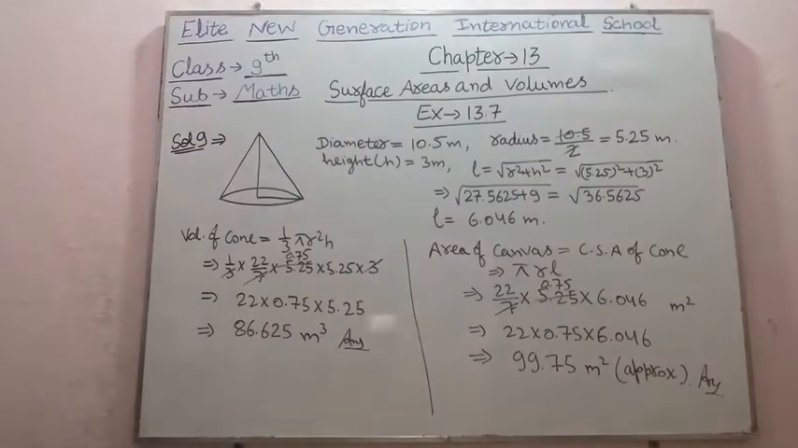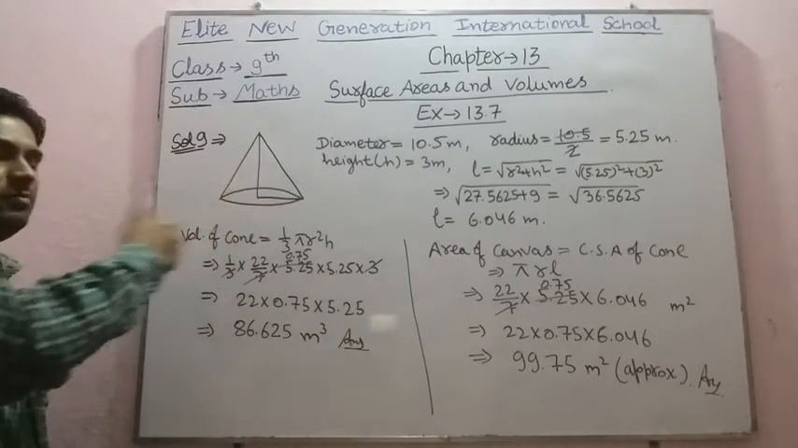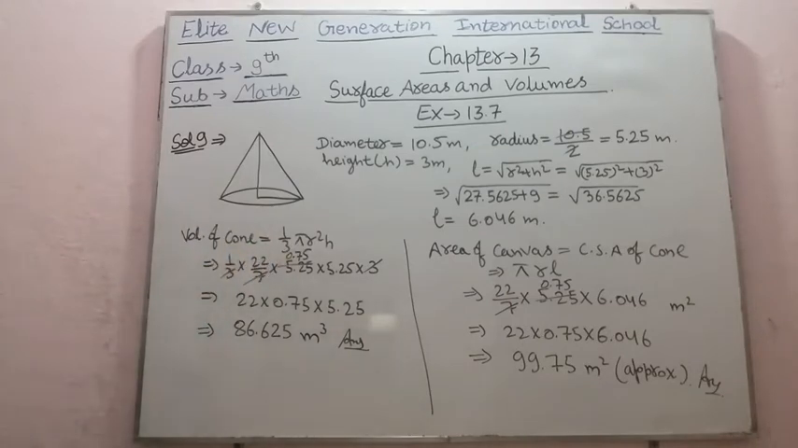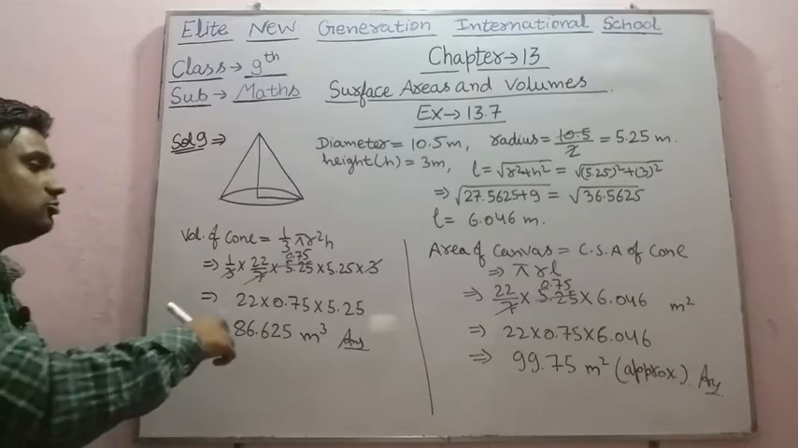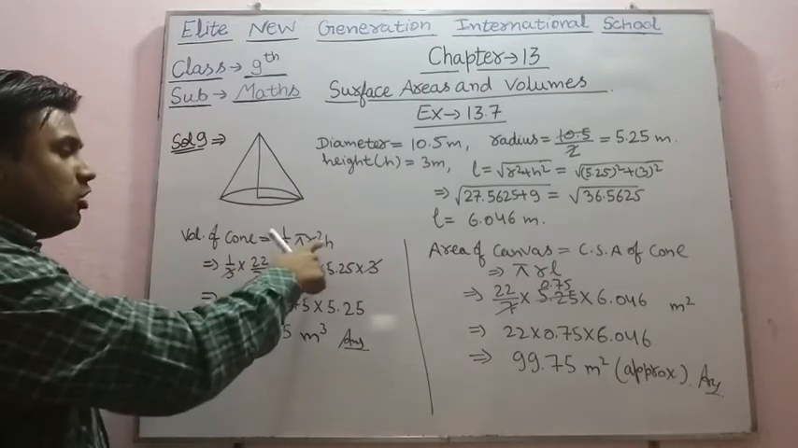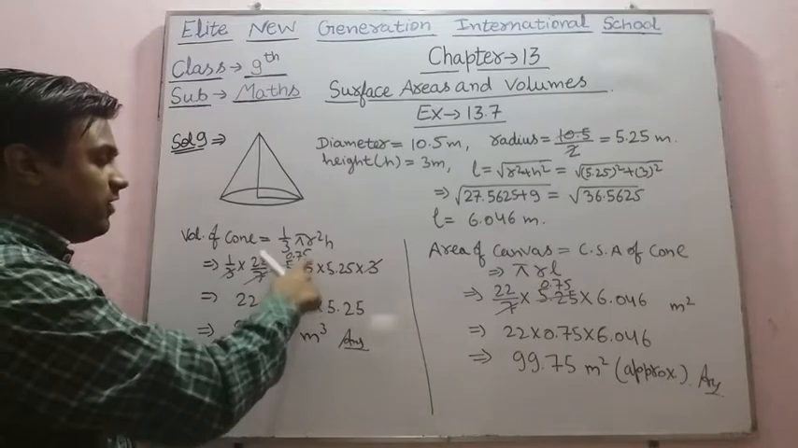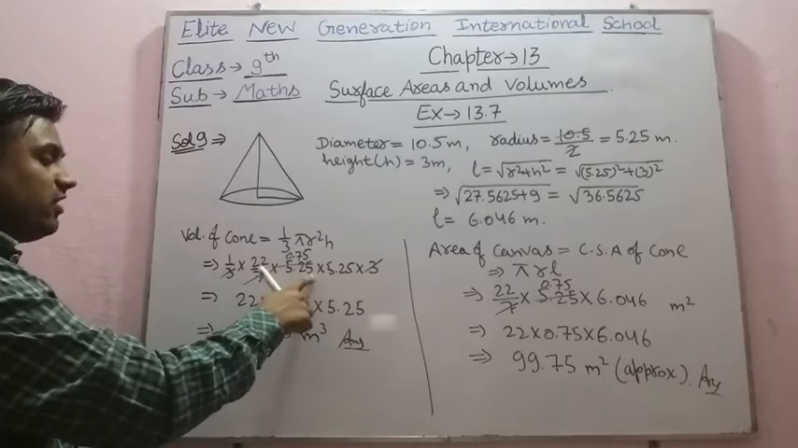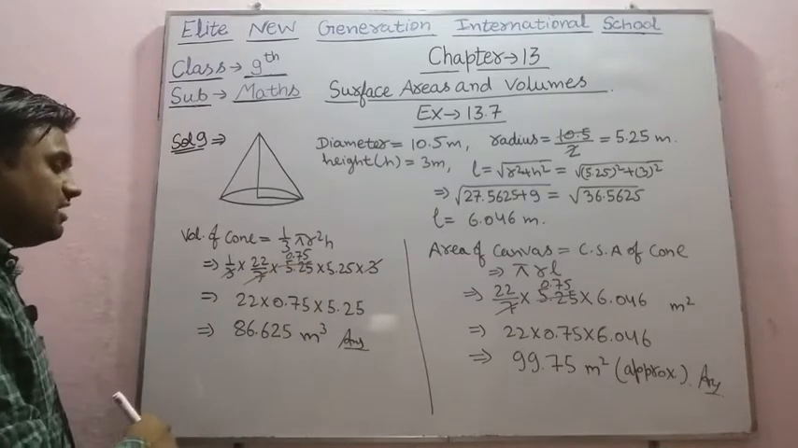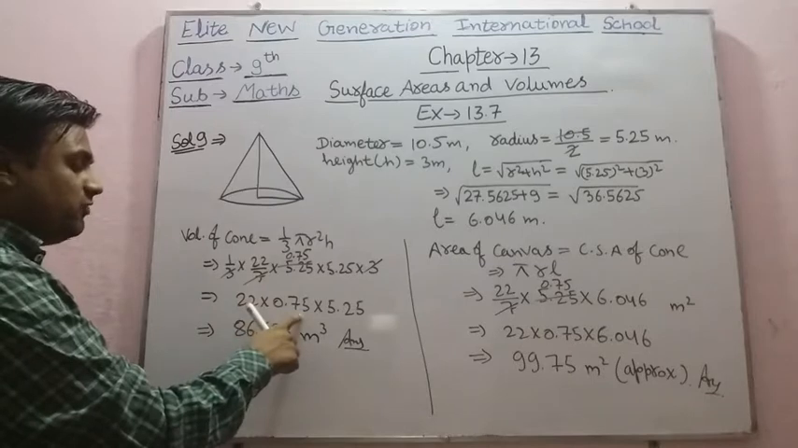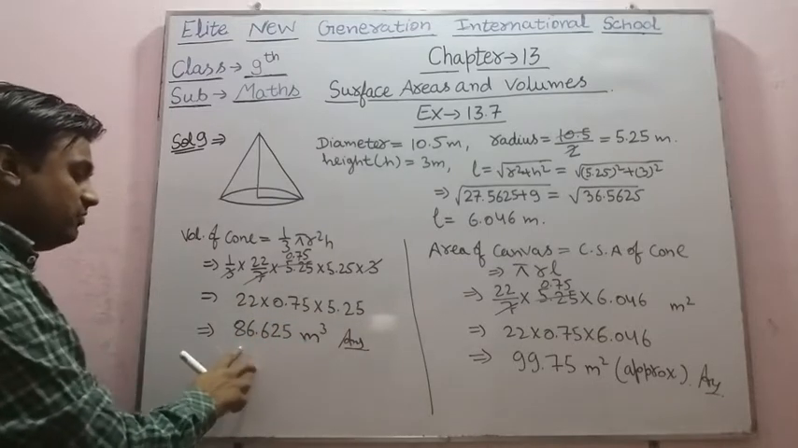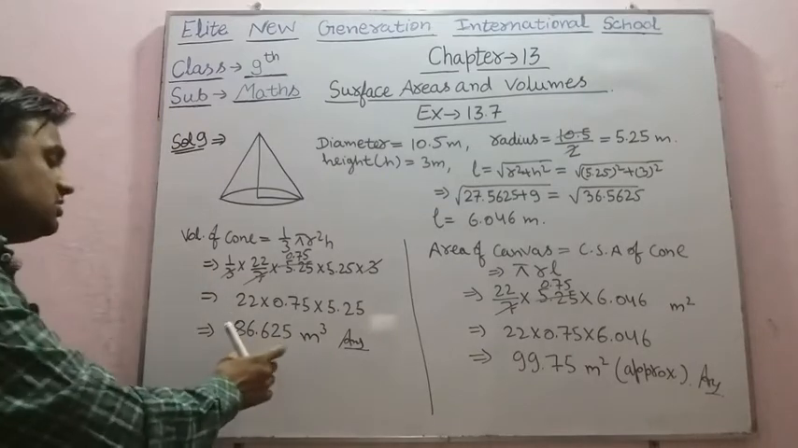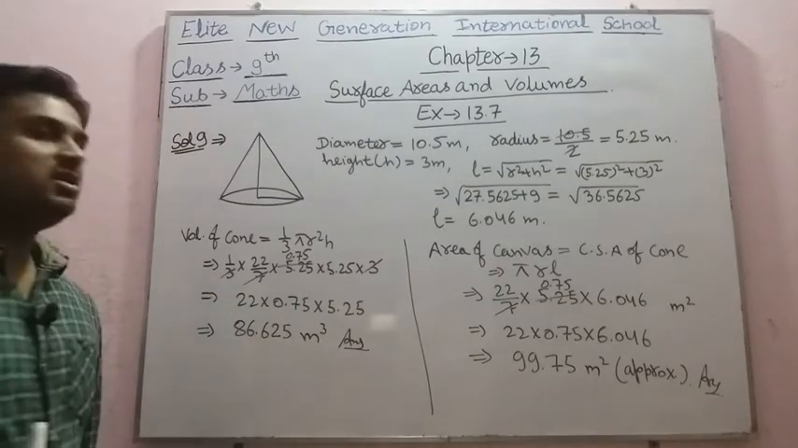Now in the first case we have to find the volume of this cone, or volume of this heap, which is given by the formula 1 upon 3 pi r square h. Now putting its value, 1 upon 3 into 22 upon 7 into, in place of radius we can write 5.25 into 5.25 into 3. This 3 will cancel by this 3, 5.25 will cancel by this 7, 0.75 times. Now 22 into 0.75 into 5.25 will be equal to 86.625 meter cube. So the volume of this heap will be 86.625 meter cube.